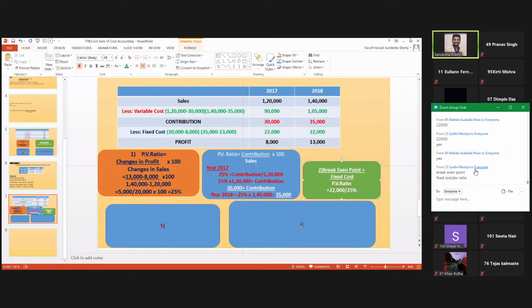So if you have a calculator, say 22,000 divided by 25 percent. You have to do it carefully. It is equal to 88,000. Is it so? 88,000 is correct. Then can we go for the third question? We can go for the third question.